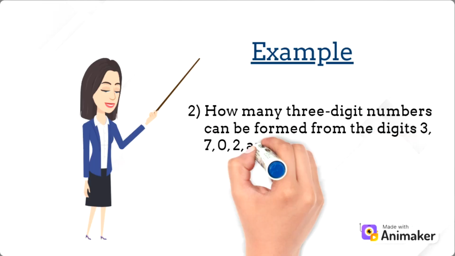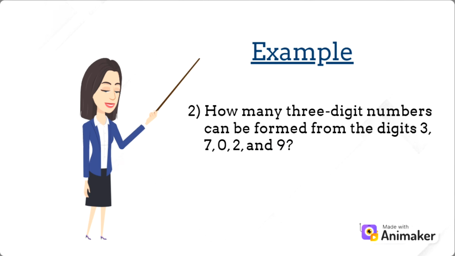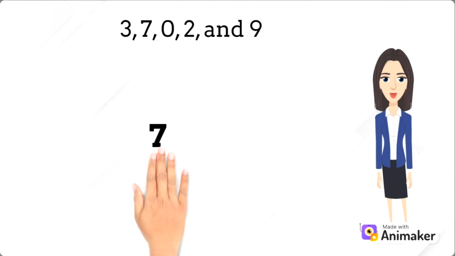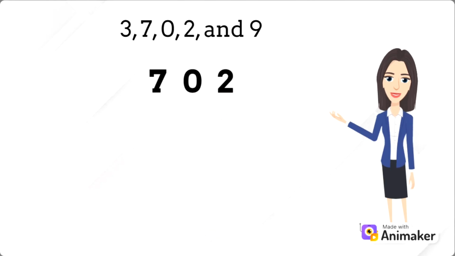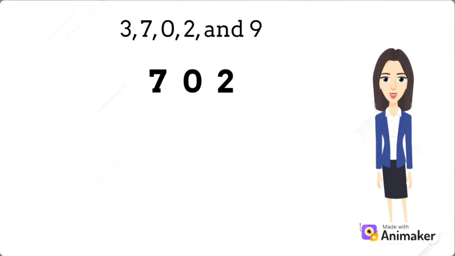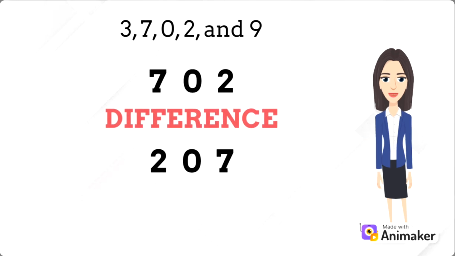Let us have example number 2. How many 3-digit numbers can be formed from digits 3, 7, 0, 2, and 9? Let's consider the 3-digit number 702 formed using 3 of the 5 digits. If we change the order to 207, this represents a different number. Therefore, order makes a difference. So we're dealing with permutations.